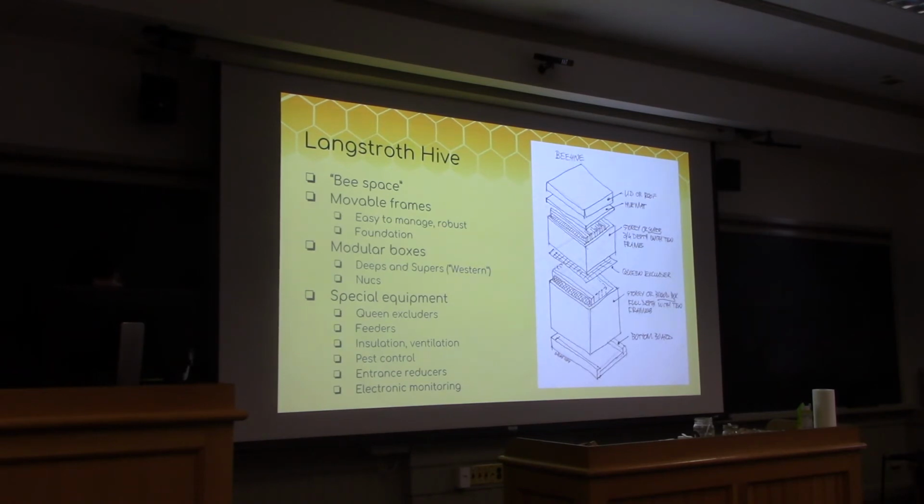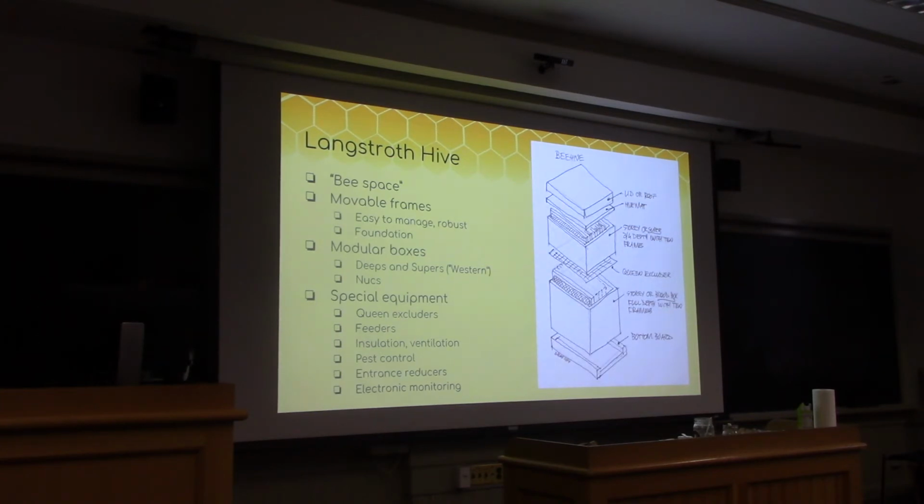There's various things you could do for insulation and ventilation, pest control, and entrance reducers if you're trying to reduce robbing or block mice from coming in. And there are some very fancy electronic tools you could use to monitor things like temperature going on in the hive. Anything else you want to add to that? Yeah, these are basically all equipment designed to work with Langstroth hives because it's the most popular design in the United States.